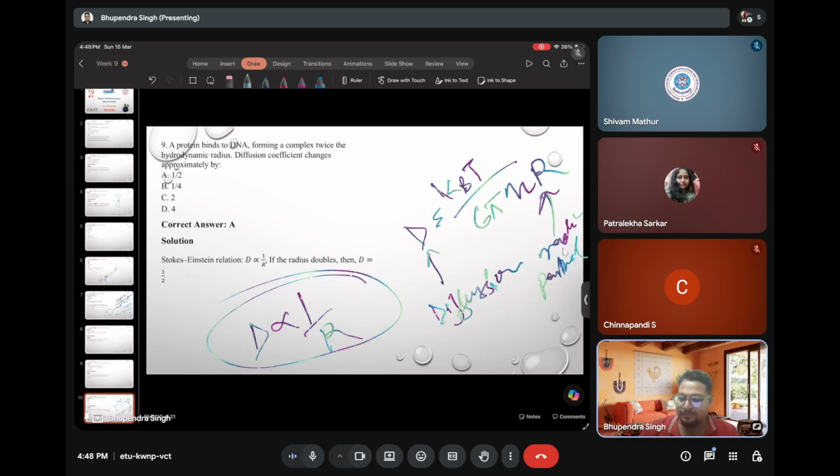So the question was, a protein binds to DNA forming a complex of twice the hydrodynamic radius, meaning it is now 2R. Diffusion coefficient changes approximately to what? It will be half, obviously. So option A is correct.